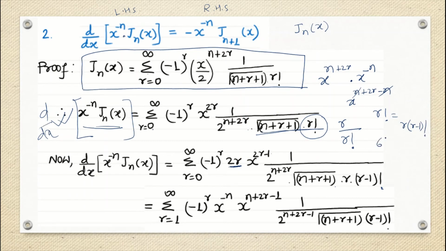For example, factorial 6 is 6 into factorial 5, that means 6 into factorial 6 minus 1. Similarly, factorial r is r into factorial r minus 1. Then this r will get cancelled. Now what about this 2? 2 is present here also, so the power will come down and it becomes 2 to the power n plus 2r minus 1.